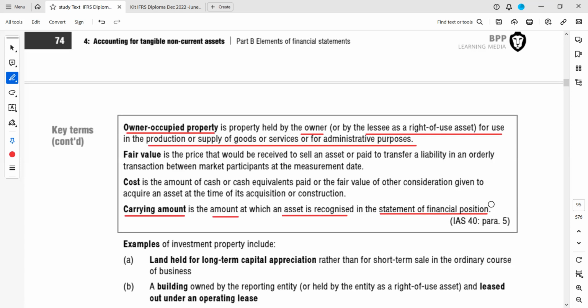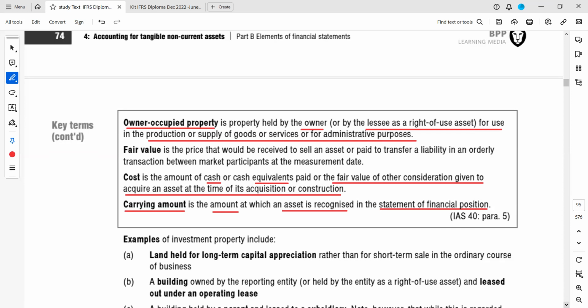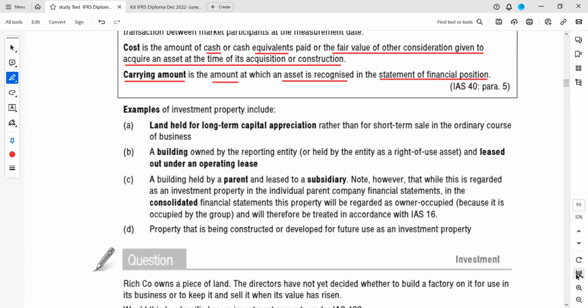And the cost of the asset is the amount of cash or cash equivalent paid, or the fair value of other consideration given to acquire an asset at the time of its acquisition or construction. So whatever price you are paying, either cash or any relevant amount to get this asset, is called the cost of the asset. And as far as the fair value is concerned, this is basically the market value of that asset.